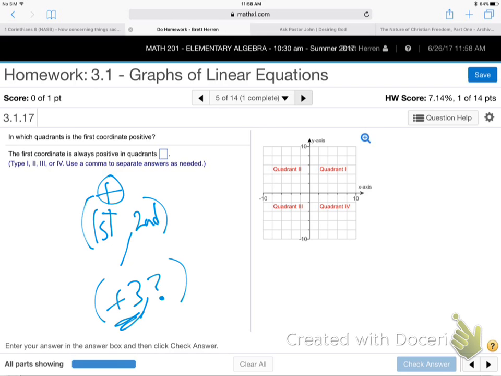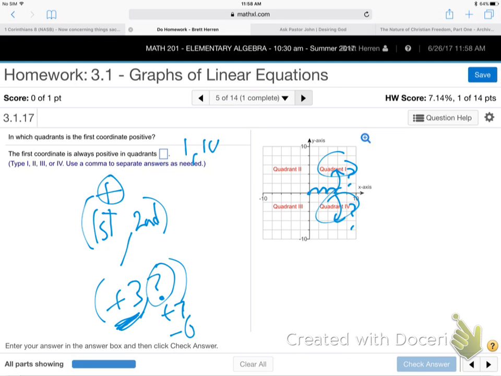Where could that dot end up if the first coordinate is positive 3? Because if we start in the middle, go 1, 2, 3 to the right, positive 3, and then the other one could go up or down. We don't know. Could be positive 7 or negative 6 or whatever. So it could end up in quadrant 1 or 4. So I want you to go 1, comma 4. The two answers with a comma in between. Does that make sense? Just making sure you understand this quadrant thing and the coordinates.